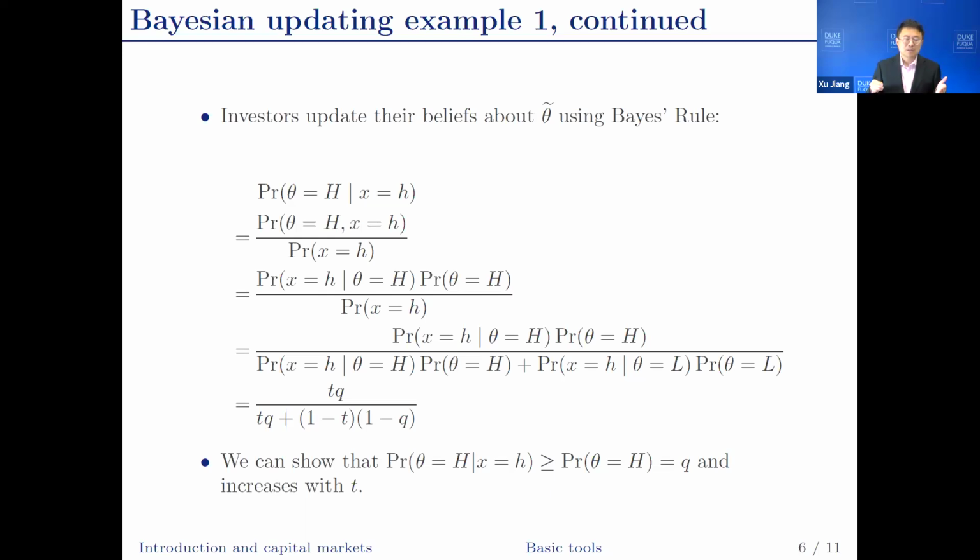The number t captures the informativeness of X about theta. The higher t is, the more informative X is about theta. So for higher t, when we observe X is small h, we're more confident that theta is going to be big H. So the posterior probability is going to increase with t.